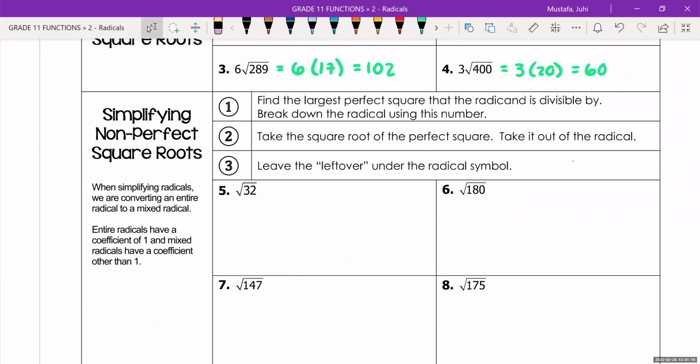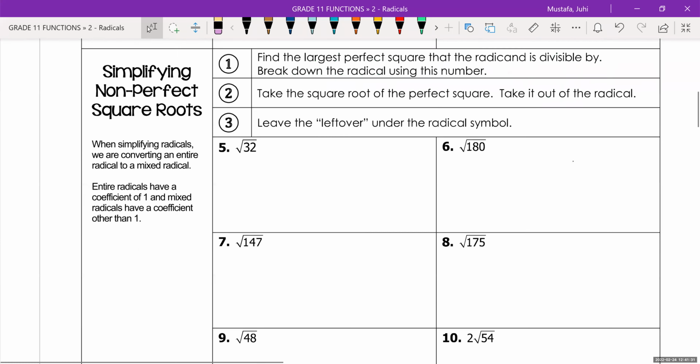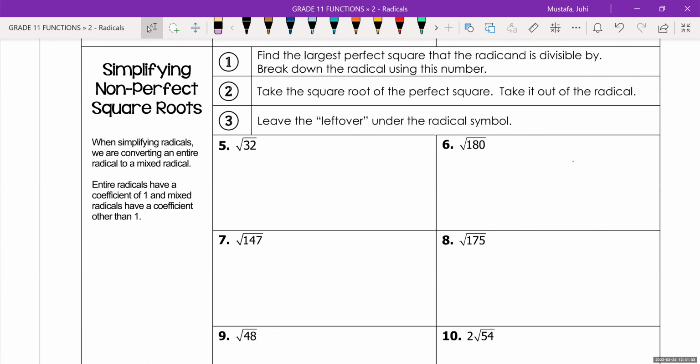Rule number 1, find the largest perfect square that you can, and then break down the radical using this number. Take the square root of the perfect square, take it out of the radical, leave the leftover under the radical symbol. I also have a few other little definitions on the side. When simplifying radicals, we're converting an entire radical to a mixed radical. Entire radicals have a coefficient of 1, and mixed radicals have a coefficient other than 1. And I'll point that out as we do these questions.